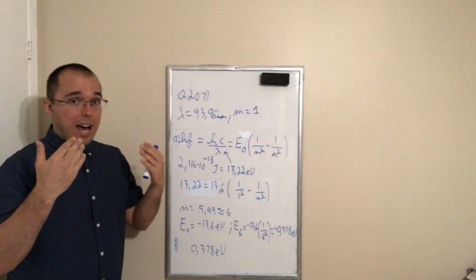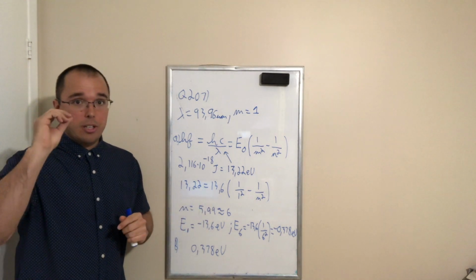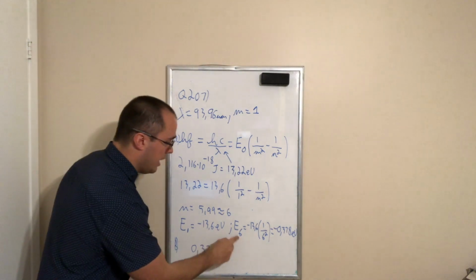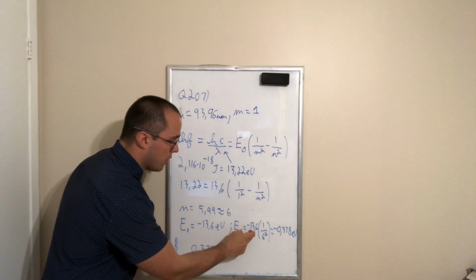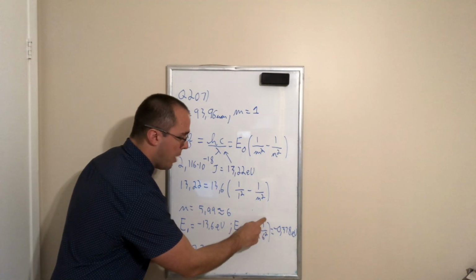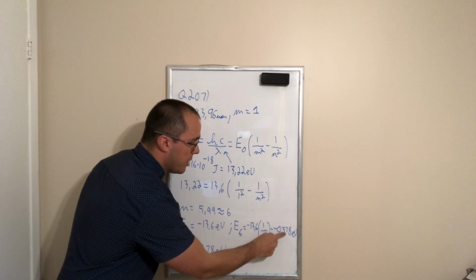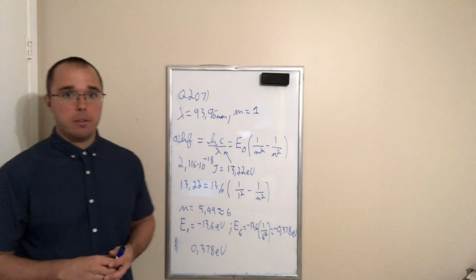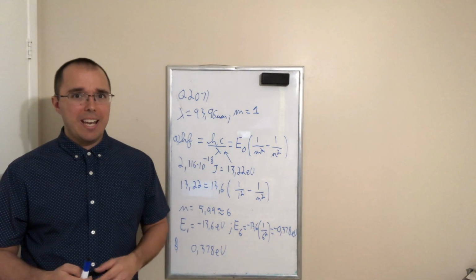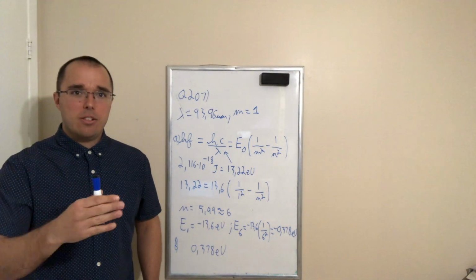Now, we do not have the electron on the ground state, we have it on the 6th level. So E6 is equal to minus 13.6 multiplied by 1 divided by 6 squared, and we get minus 0.378 electron volts. So this is the answer for part A, and it is also the answer for part B.